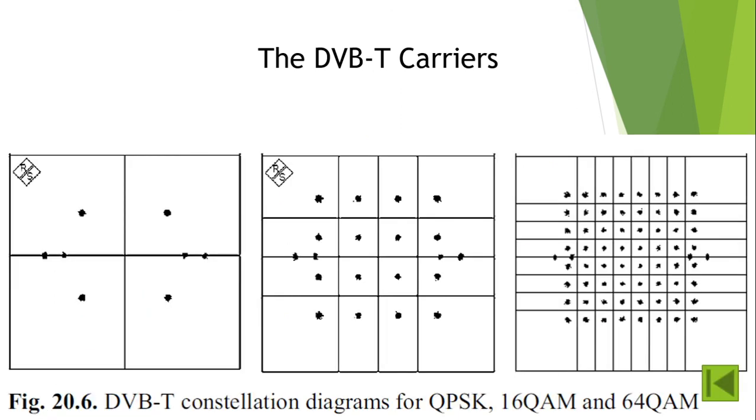Look at figure number 6. Figure number 6 shows the constellation diagram for QPSK, 16 QAM and 64 QAM with the position of the spectral carriers in the case of non-hierarchical modulation. Let us discuss hierarchical modulation in the next session.